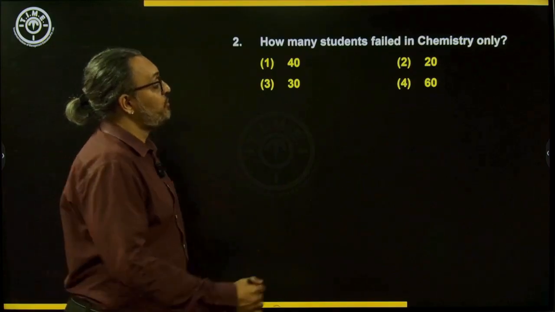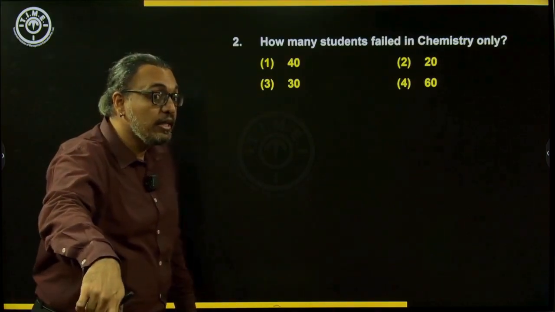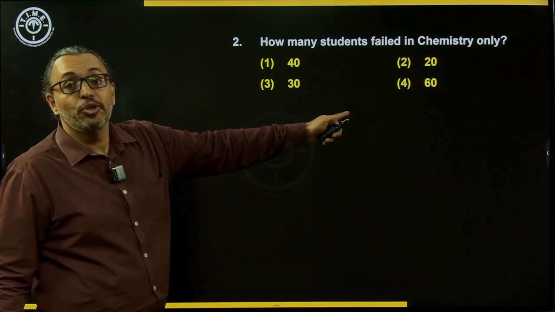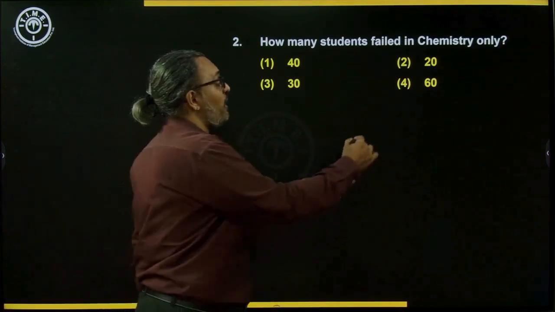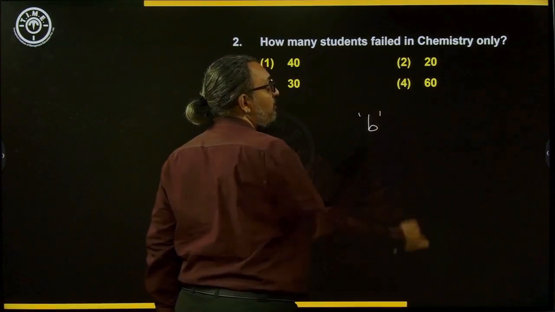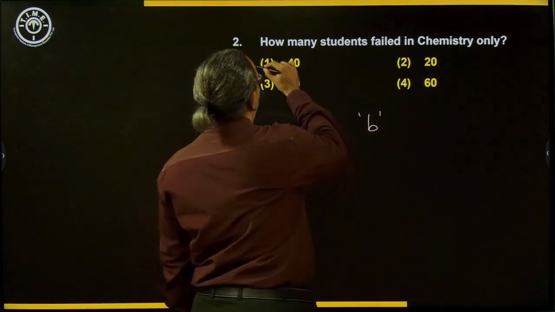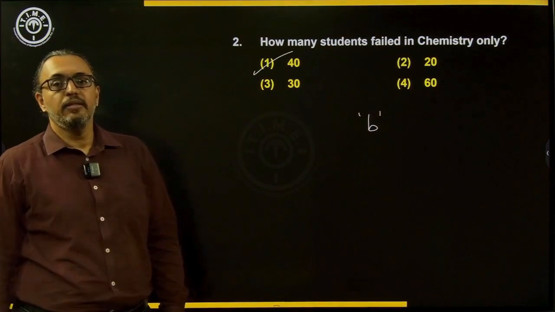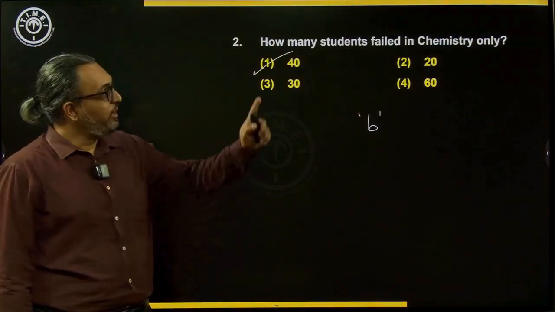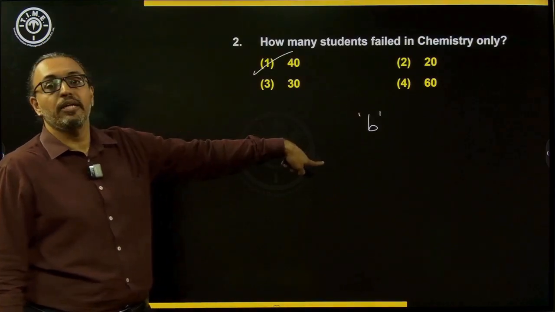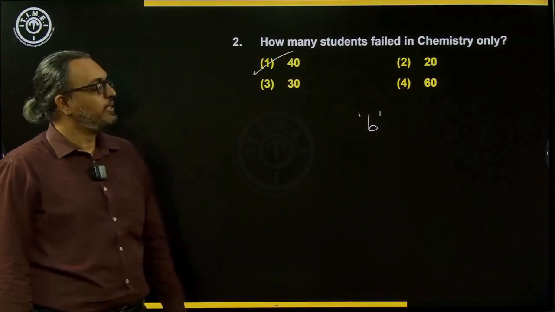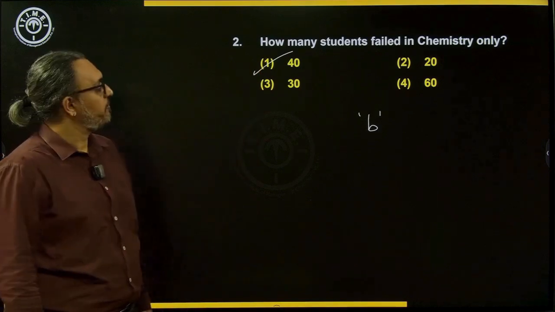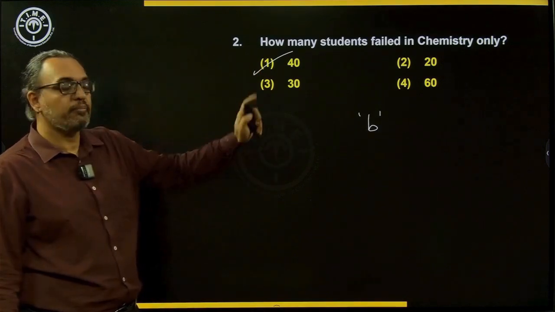Similarly, how many students failed in chemistry only? So people who failed in chemistry only means people who have passed in maths only. So people who have passed in maths only is B, small b value, which is nothing but 40. Failing in chemistry only is passing in math only. Failing in math only is passing in chemistry only. Correct? Exactly one subject. So B value we need 40.